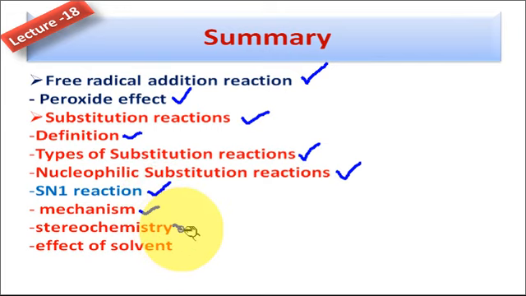Then we have learned about the stereochemistry of the SN1 reaction, in which we have learned that since the formation of the carbocation takes place in the SN1 reaction and the molecular geometry of the carbocation is trigonal planar, which allows the nucleophile to attack the carbon atom from both sides, a racemic mixture is formed in the SN1 reaction. And then we have learned the effect of solvent on the SN1 reaction. We have learned that polar and protic solvents favor the SN1 mechanism.